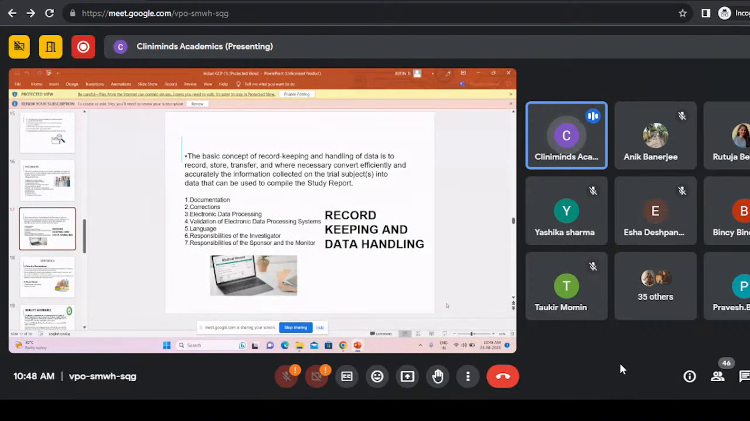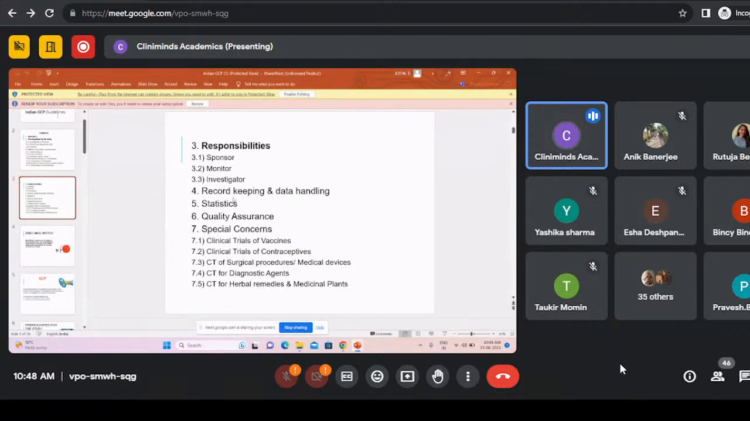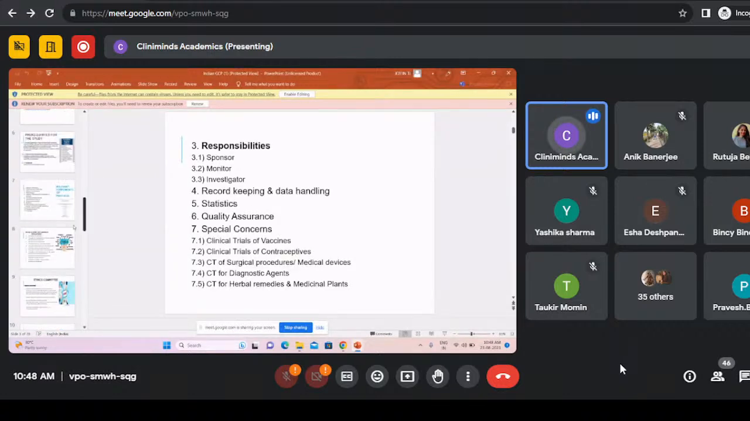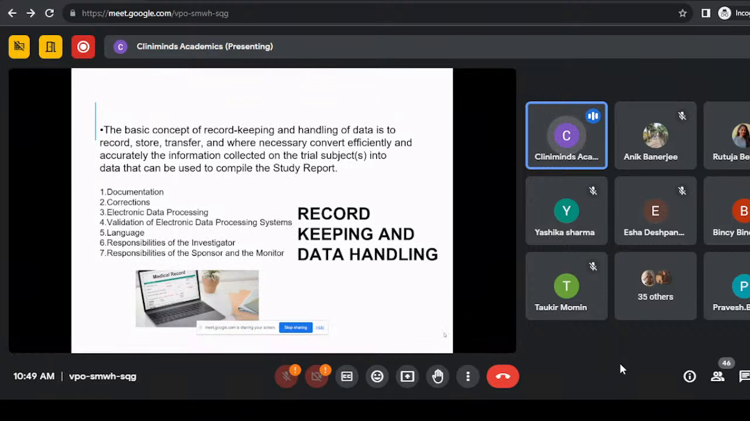This section is known as record keeping and data handling. Which section is this? This is the fourth section, record keeping and data handling. I hope my screen is visible for you. Yes, ma'am. The basic concept of record keeping and data handling is to record, store and transfer whatever study related data is collected from the trial subject. And finally, by using this data, we will prepare our clinical study report.